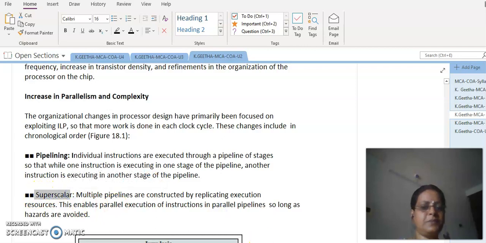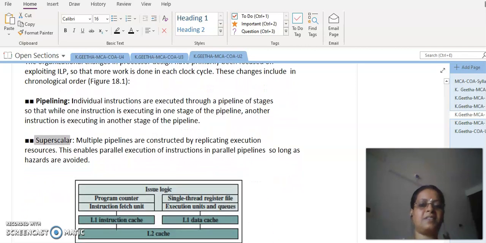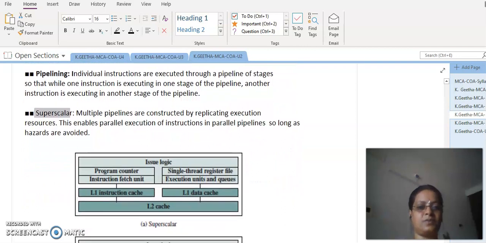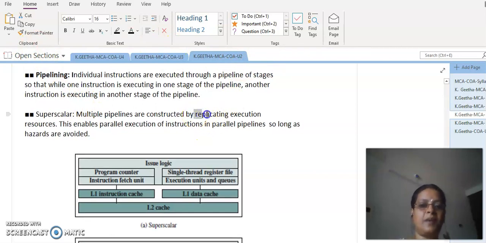What do you mean by superscalar structure? Here we have multiple pipelines, and they can be constructed by replicating the executing resources. So we have a set of resources for performing this execution, and if these resources are available in multiple numbers, then we can perform parallel execution. By doing parallel execution and combining it with pipelining, we will be able to improve the performance.